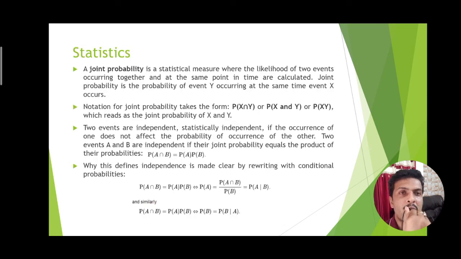In statistics, the joint probability is an important factor. Two events are statistically independent if the occurrence of one does not affect the probability of occurrence of the other. Two events A and B are independent if their joint probability equals the product of their probabilities, that is P of A intersection B is equal to P(A) into P(B).